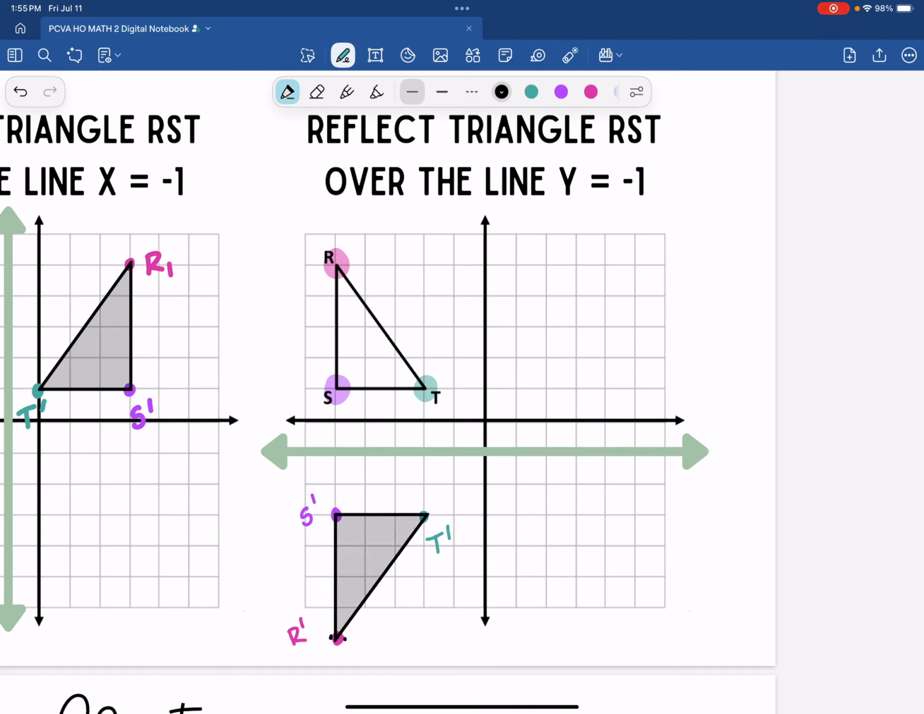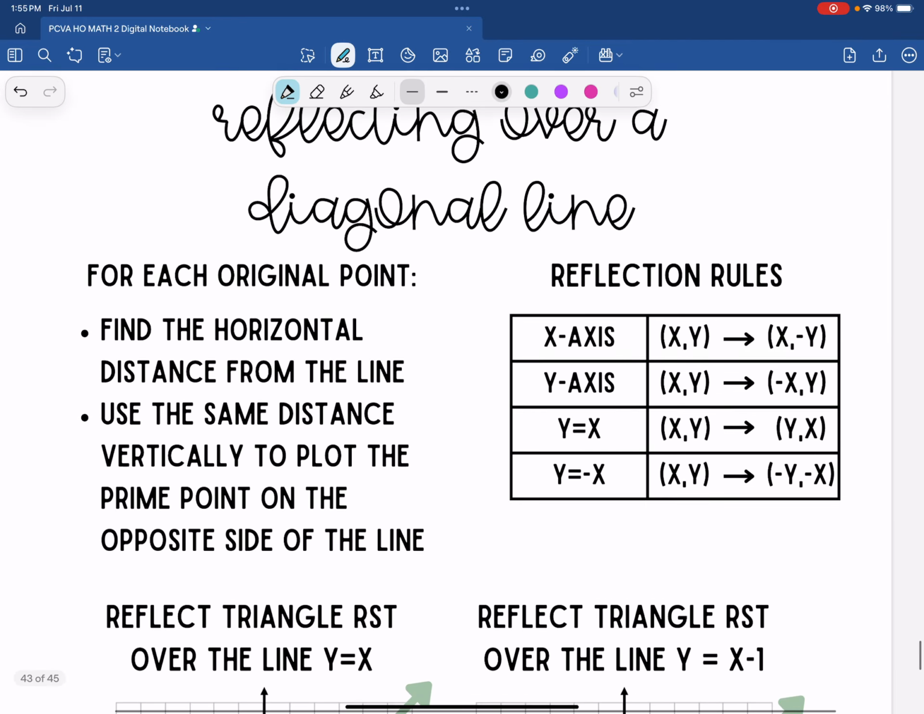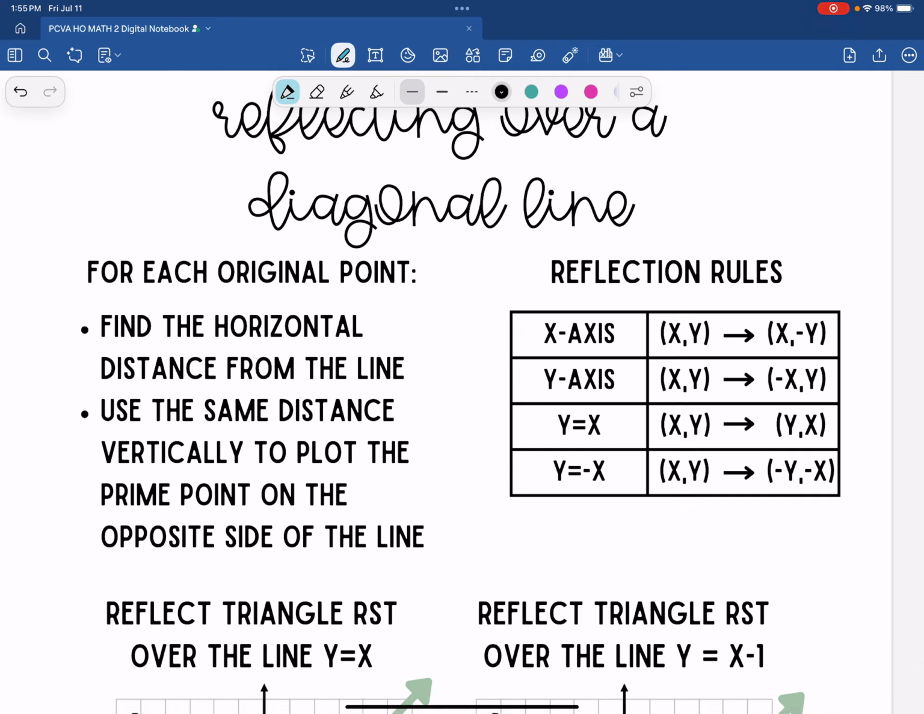So whenever it's horizontal and vertical, it's very easy. You just count the units on each side and reflect that over the same distance on the other side. Now, over a diagonal line. Diagonal lines can be very specific as far as what diagonal line they want you to use, and there are some rules that can go with that, or it can be any diagonal line, and then we kind of have to use a different mindset for that.